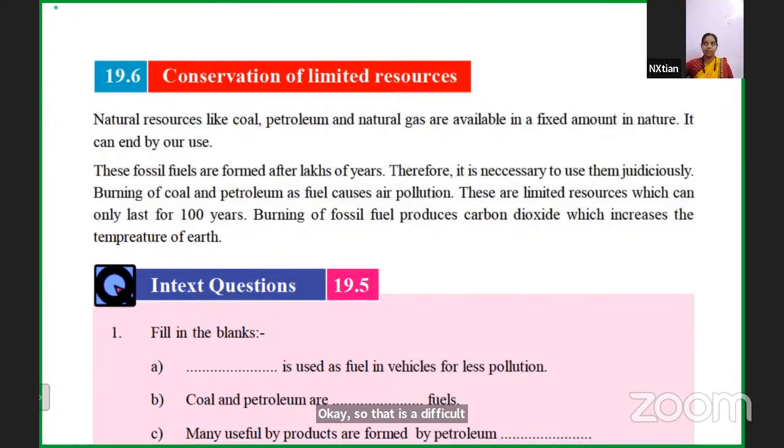But yes, they are finding supplements like EVs, electric vehicles. In those, electricity is used instead of diesel, petrol and other fuels. So they are finding such measures with which they can use other things instead of these fossil fuels, these natural resources. Okay. Any other thing that you want to ask?